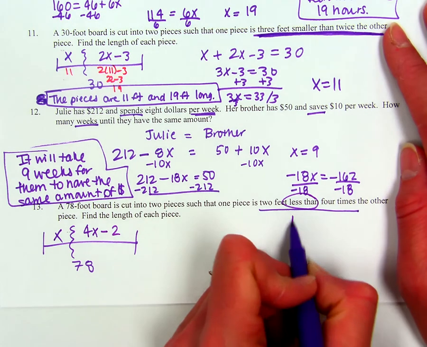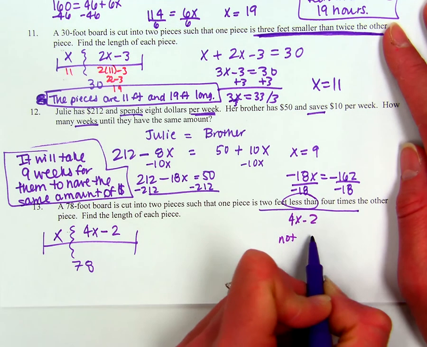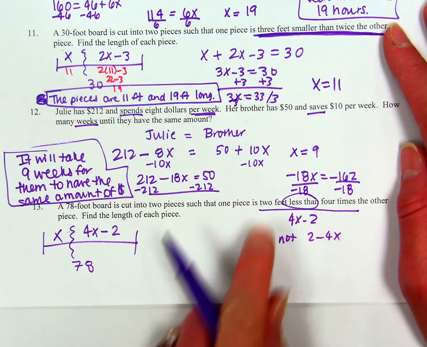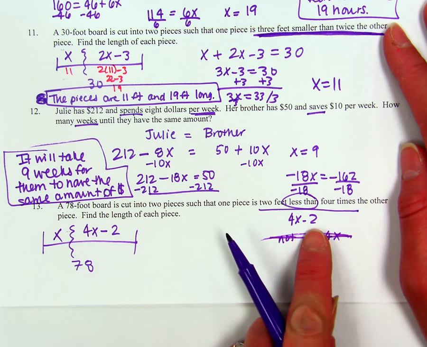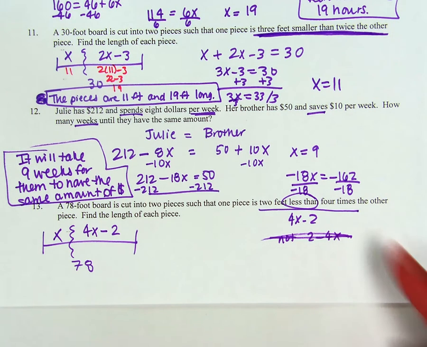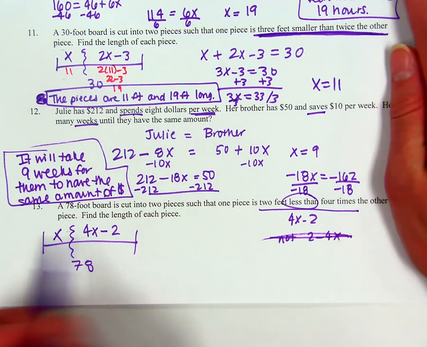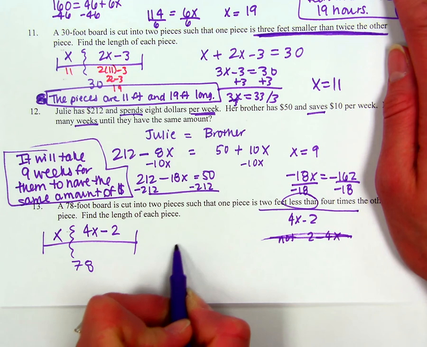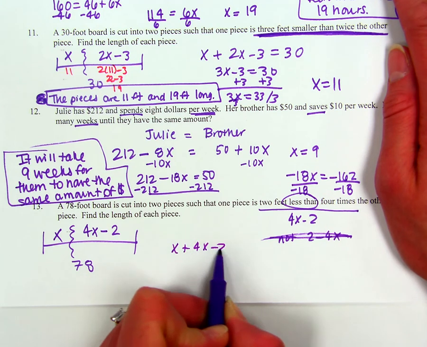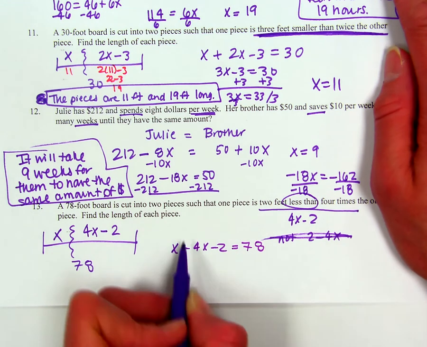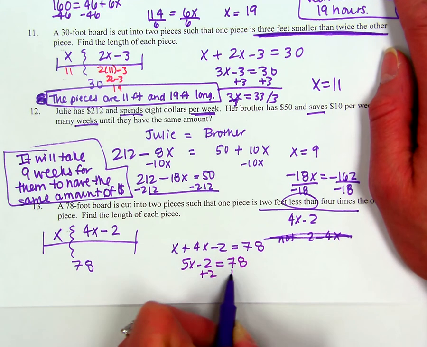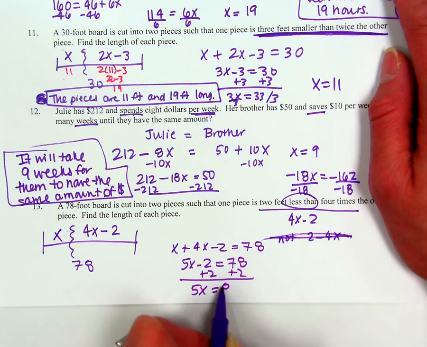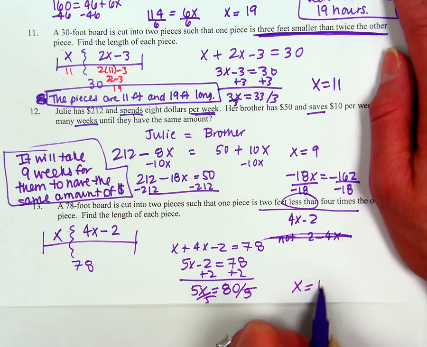Notice that I want to do 4x minus 2, not 2 minus 4x. So if you're doing 2 feet less than, you have to subtract the 2 after the 4. So that's a big mistake. Don't do 2 minus 4x. All right, those 2 pieces have to add up to be 78. So x plus 4x minus 2 is 78. If I add my like terms, I have 5x minus 2 equals 78, and then just solve the equation like you normally would. So 5x equals 80. Divide both sides by 5, you get 16.